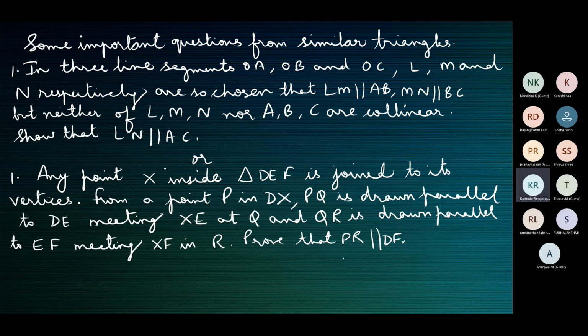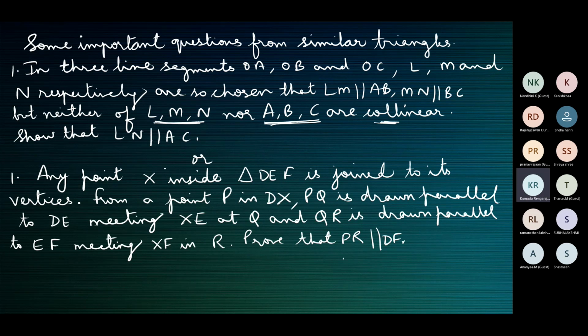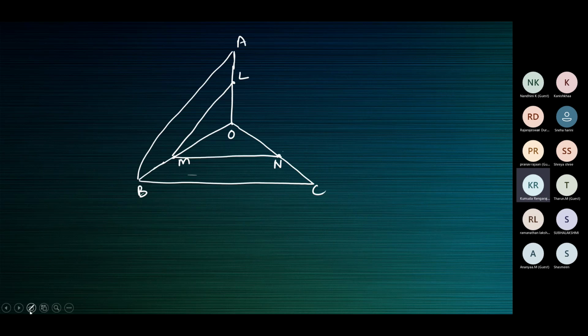Okay, so that's what is meant by neither of L, M, and N nor ABC. So neither these 3 points nor these 3 points are collinear. That means these 3 points form a triangle and these 3 points also form a triangle. So LMN is a triangle, ABC is also a triangle. And with this, we need to prove that LN is parallel to AC.